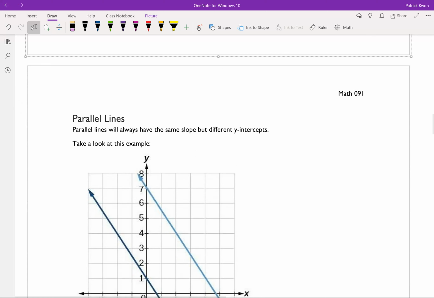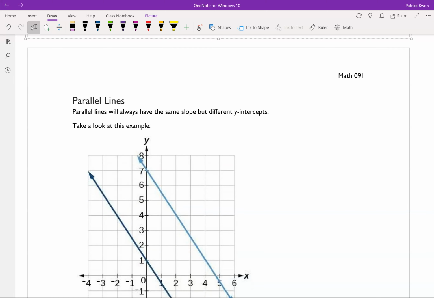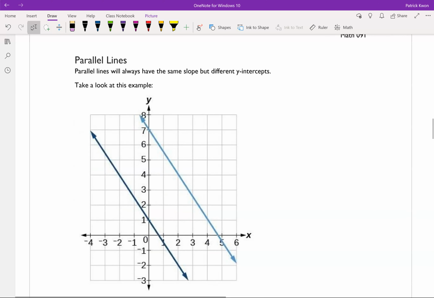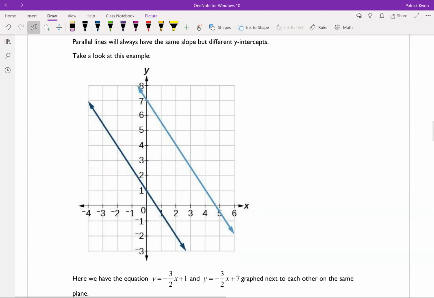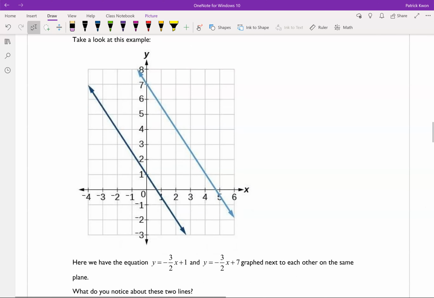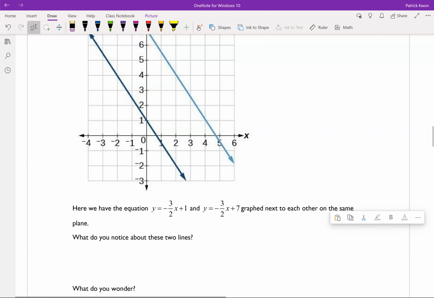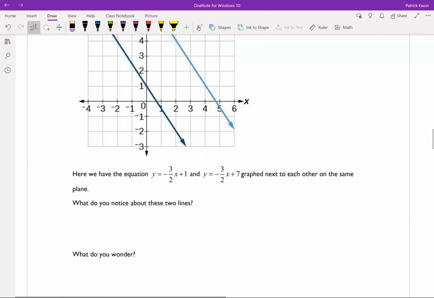Now, here's the next scenario that we are looking at, and that's parallel lines. So what do you notice about these two lines that are graphed here? Take a minute to think about that. So it gives us the equations of these two lines here. y equals negative 3 halves x plus 1, and y equals negative 3 halves x plus 7. What do you notice about these two lines? If you said that they have the same slope, then you are correct.